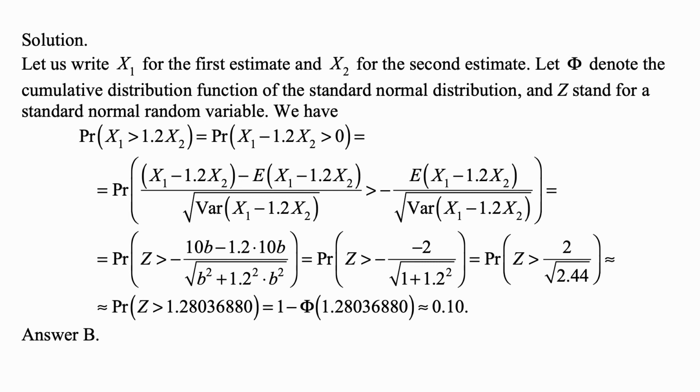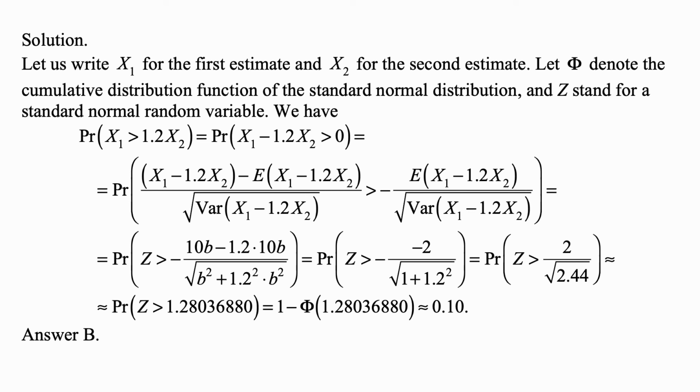And then in the numerator we're left with 10 minus 12, which is negative 2, and in the denominator we have the square root of 1 plus 1.2 squared. But it's really probability that z is greater than minus negative 2 over square root of 1 plus 1.2 squared. That's the same as probability that z, standard normal random variable, is greater than 2 over square root of 2.44.